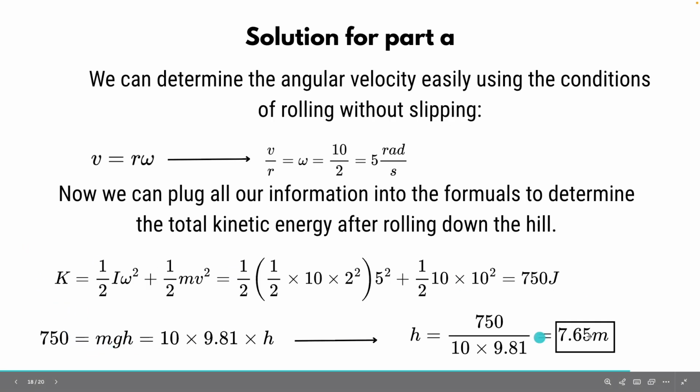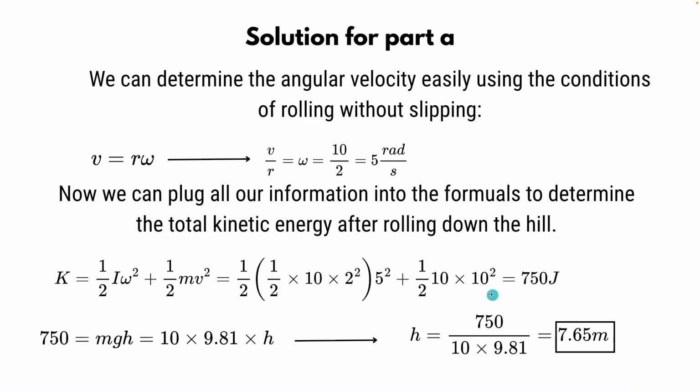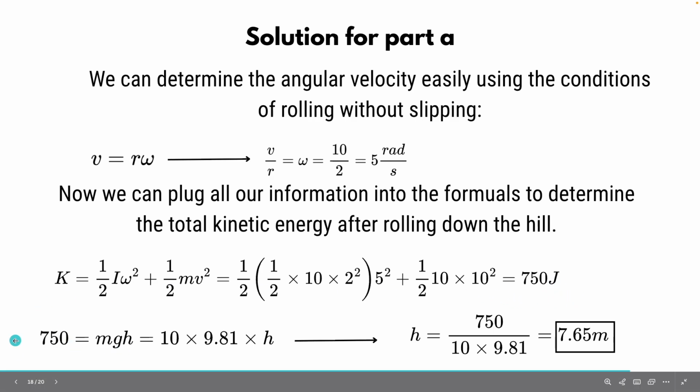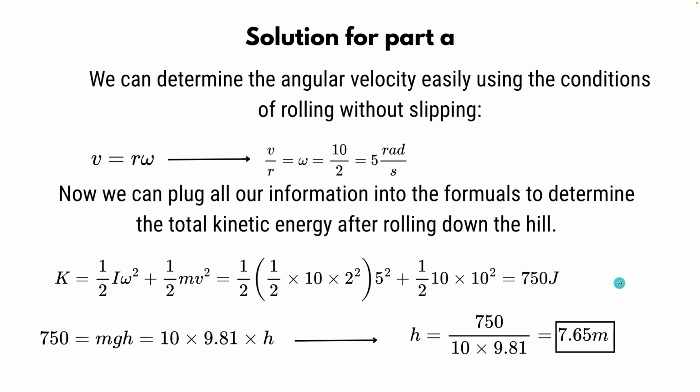So now this is equivalent to the potential energy the cylinder lost. So we can set this equal to mgh. We know m, we know g. M is 10, g is 9.81, and then we just need to solve for h. We can rearrange. H is equal to 750 divided by 98.1, and that gives us 7.65 meters. So that's how high our hill was. That's how high the cylinder started.